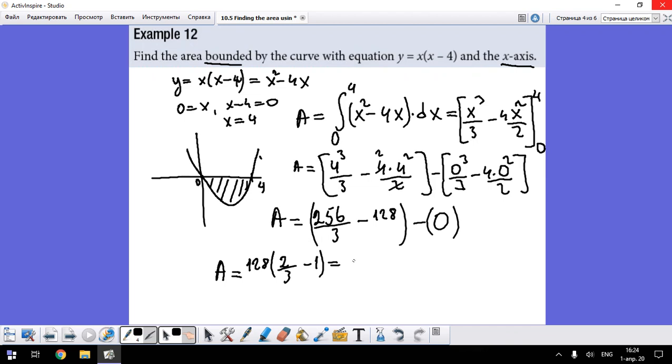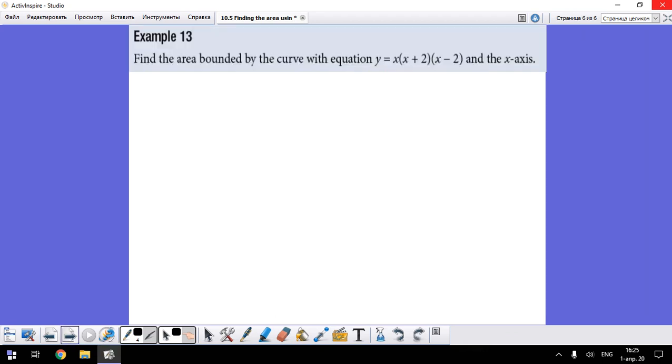Our answer, if we do the calculations, will be minus 128 divided by 3. But you know guys, area should always be positive, so let's take the absolute value, or we can just indicate a minus, so positive 128 divided by 3 will be our answer. Okay, that's easy. Now let's continue with the next question.